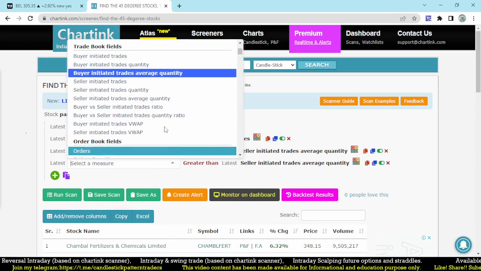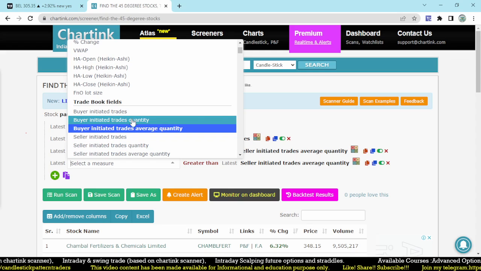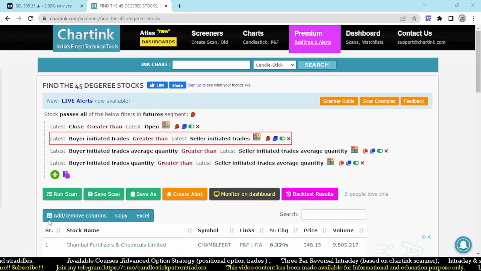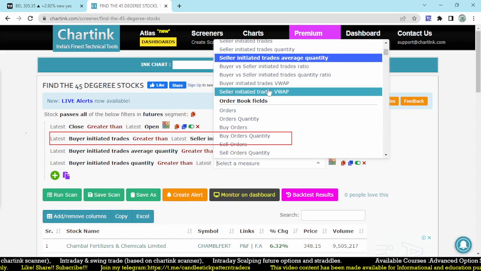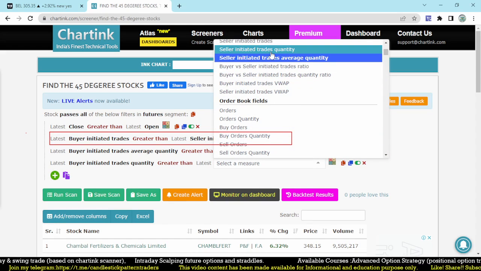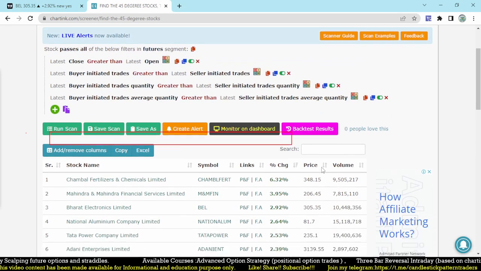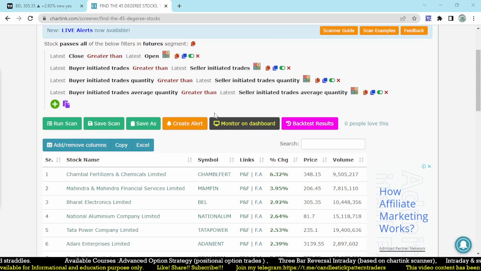Again, we are going to look at buyer initiated trade quantity. The earlier condition is about the number of trades, and this condition will filter on the number of trades. But this one is trade quantity, how many quantities they have traded. Buyer initiated trade quantity must be greater than seller initiated trade quantity. So this is another condition we may make changes to.